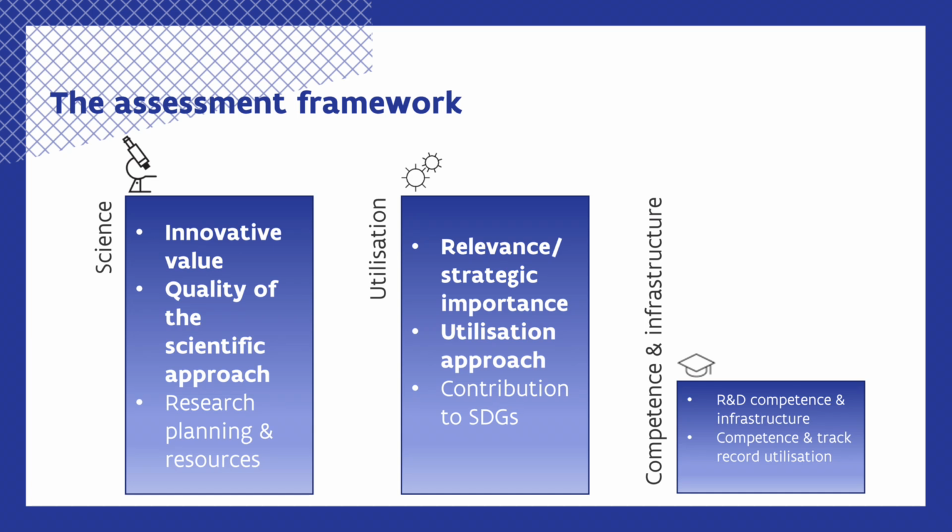The first aspect looks at the scientific quality. The second aspect assesses the potential for economic or societal impact. These two aspects are equally important and carry equal weight in the evaluation. A third aspect considers the research team and the available infrastructure. Each of these aspects is further divided into specific criteria to ensure a thorough and balanced assessment.